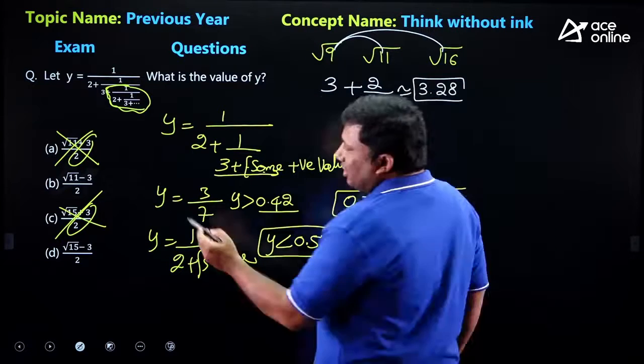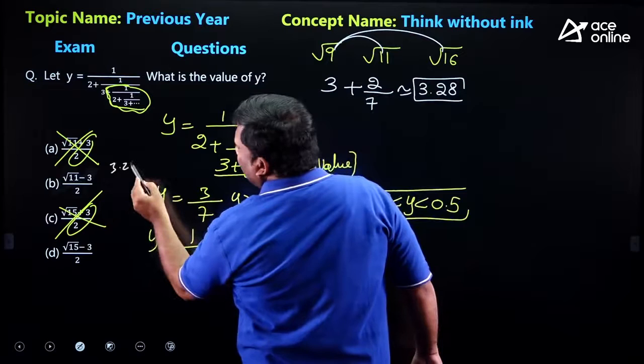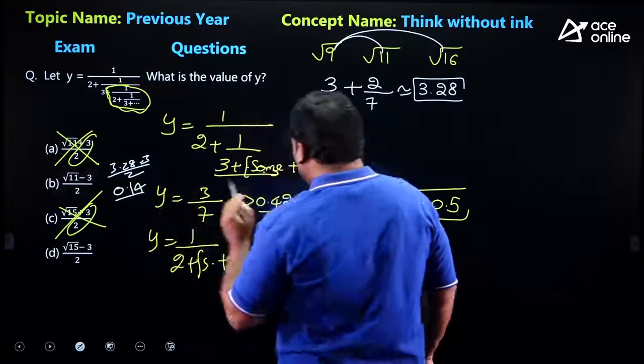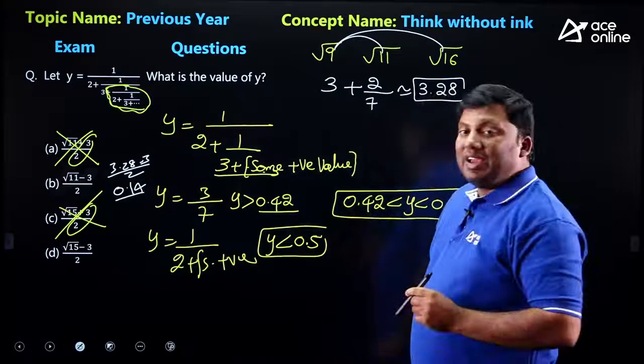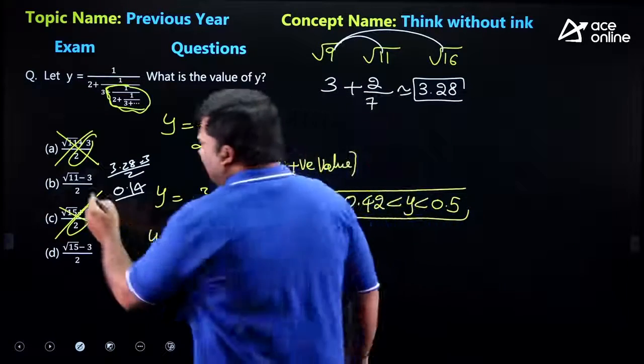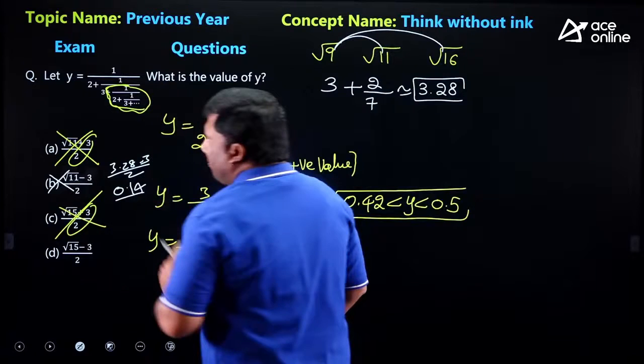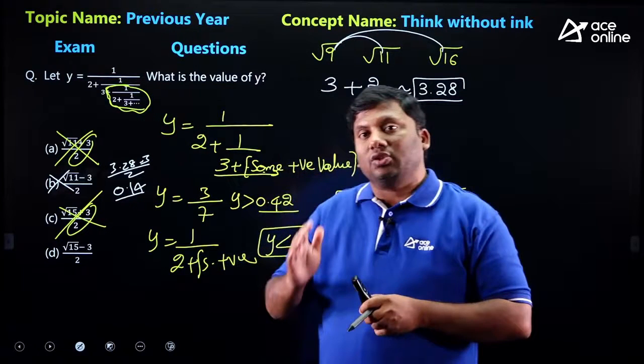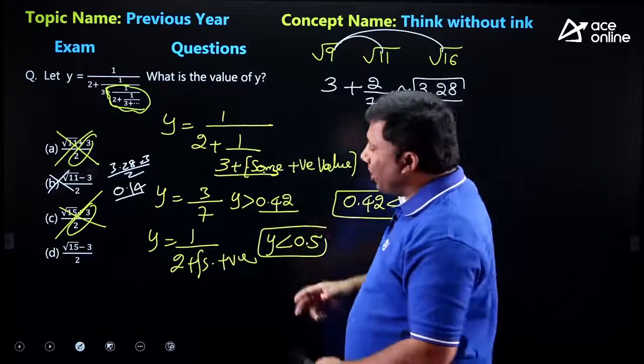3.28. If I substitute here 3.28 minus 3 divided by 2, it is 0.14. But y should be greater than 0.42. So these are eliminated. I hope this question and the previous question have given a direction to the way you should solve this question. Do the approximation.